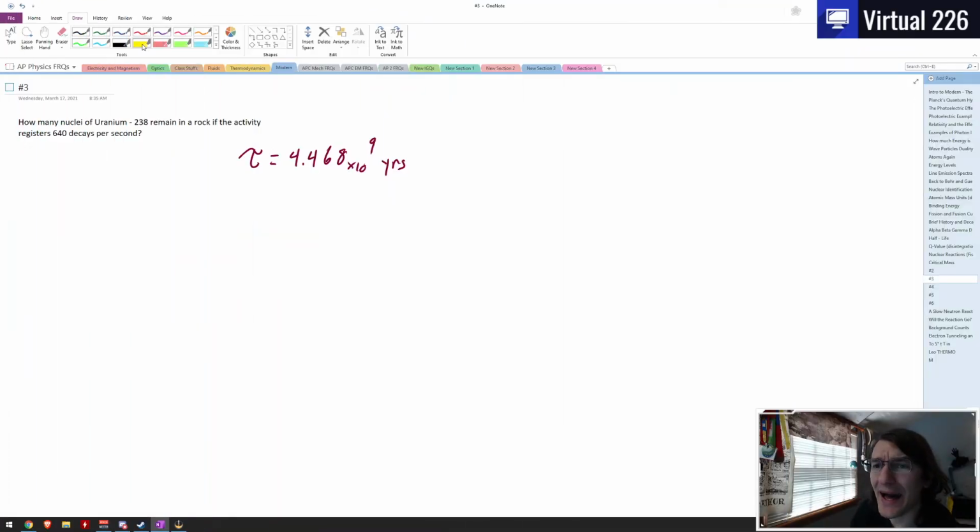And we are back. Okay, so a quick little example problem here. We're going to look at how many nuclei of uranium-238 remain in a rock if the activity registers 640 decays per second. And if you didn't know this off the top of your head, the half-life of uranium-238 is 4.468 times 10 to the ninth years. So a very long time.